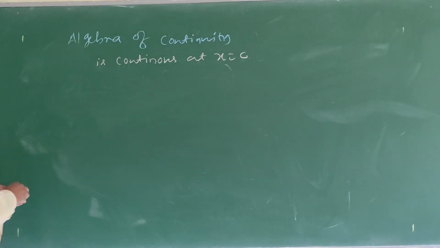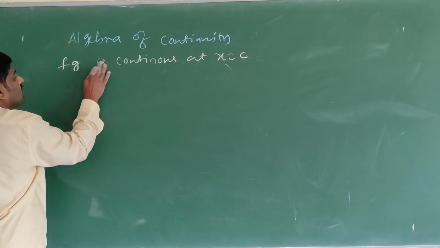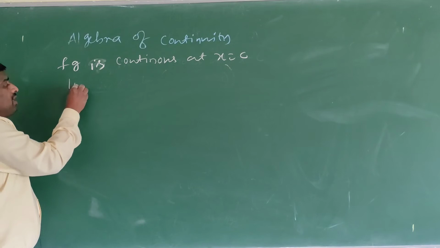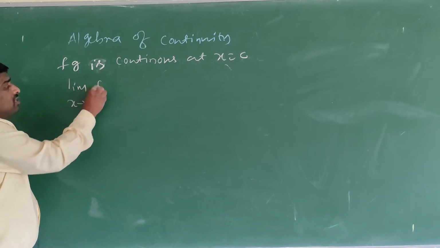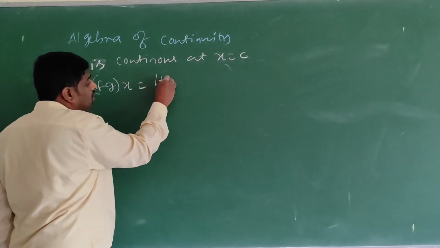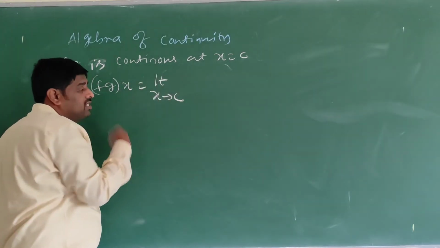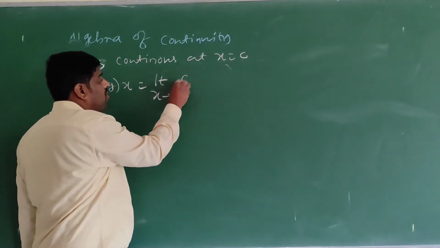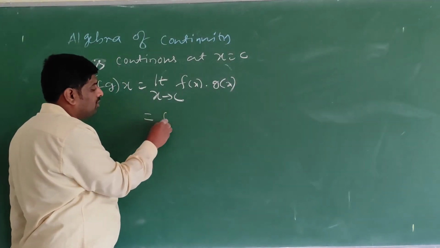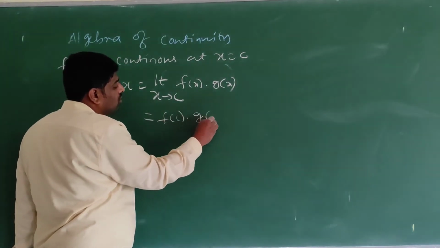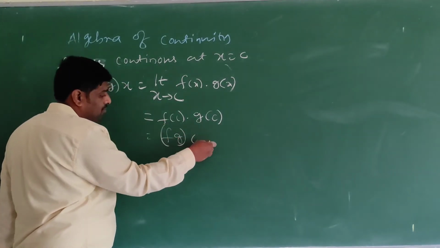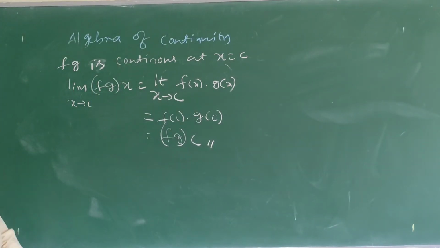Next we will move on. fg is continuous at x is equal to c. Similarly, limit x tends to c, fg of x can be written as limit x tends to c, f of x into g of x, and substituting the limit, f of c into g of c. This can be written as fg of c.